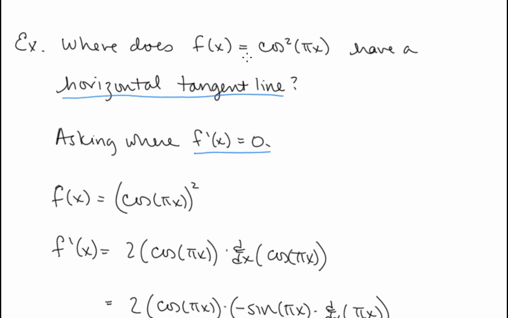So to find f prime, the first thing I'm going to do is rewrite the original function without that shorthand notation, so it makes the composition a little bit more obvious to me. Now I see that this is cosine pi x to the second power, and I realize to take the derivative, the 2 has to come down. We have cosine pi x to the first power, multiplied by the derivative of cosine pi x.